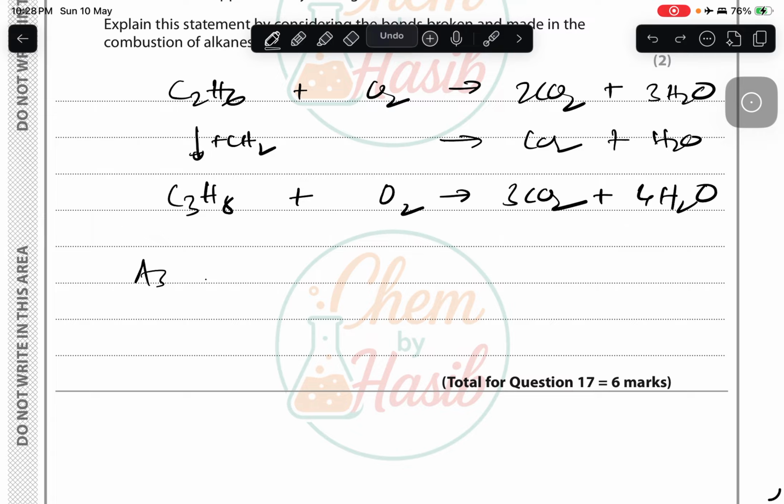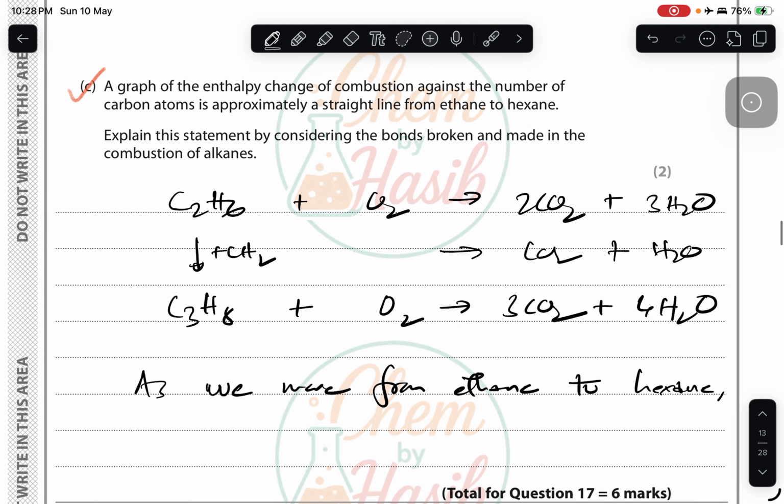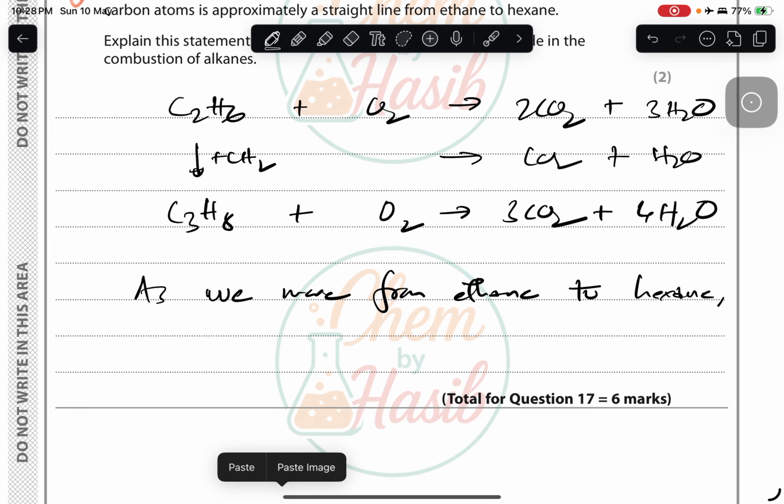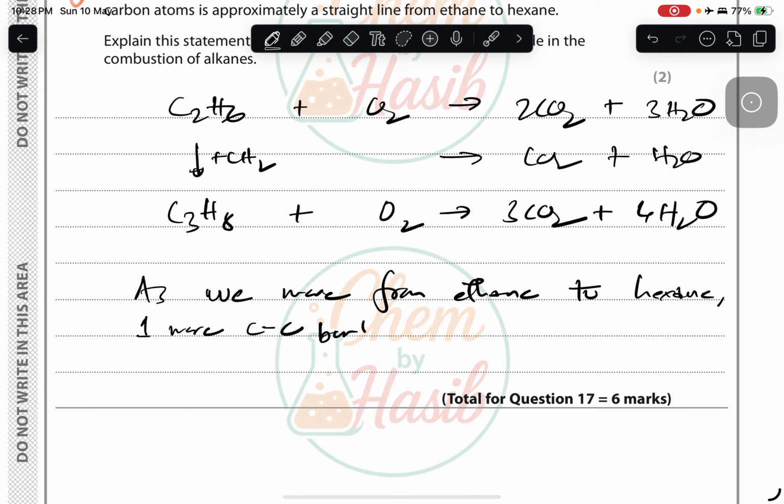As we move from ethane to hexane, one more carbon-carbon bond and 2 more carbon-hydrogen bonds are broken.